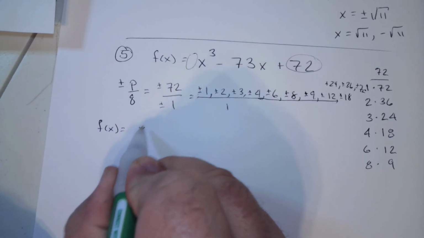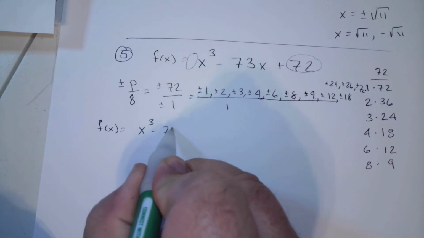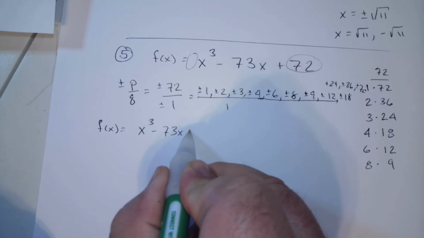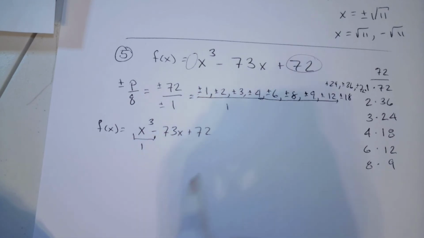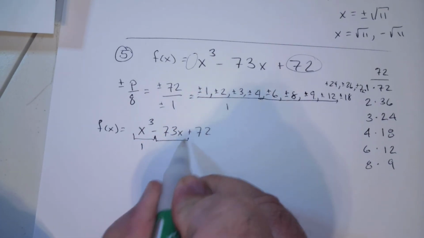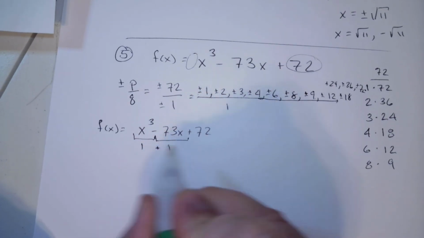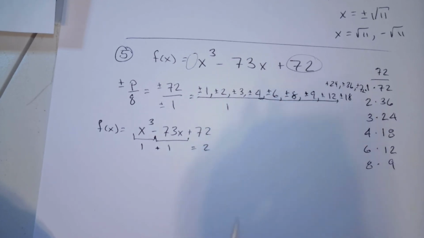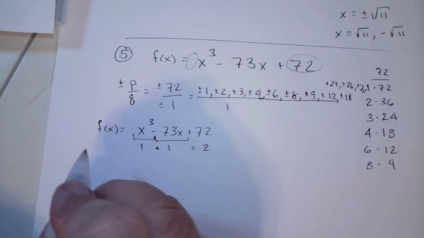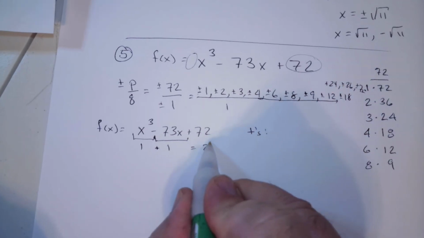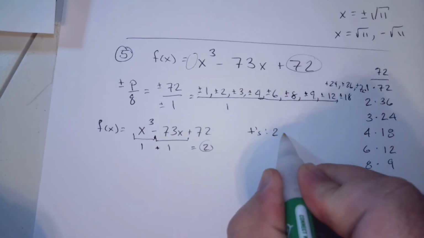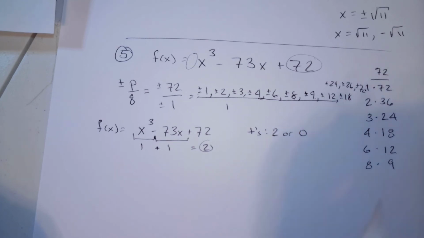We have x cubed minus 73x plus 72. Positive to negative, it's 1 sign change. Negative to positive, that's another. So there are 2 sign changes for the positives. There are 2 sign changes or 0.